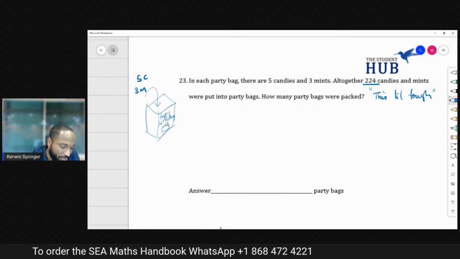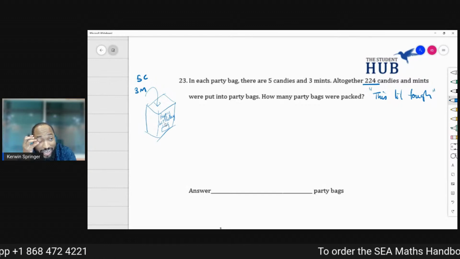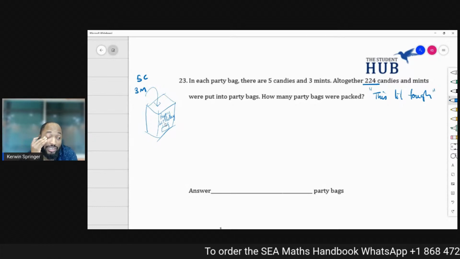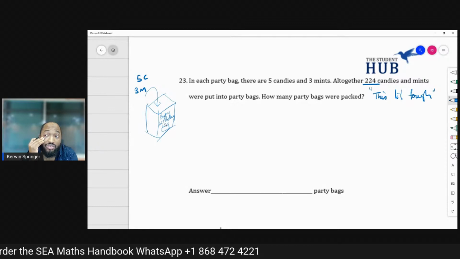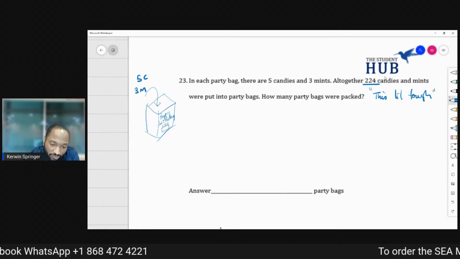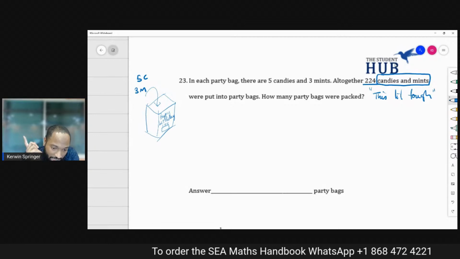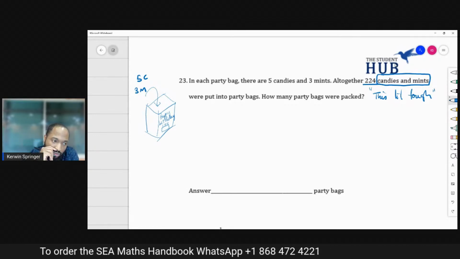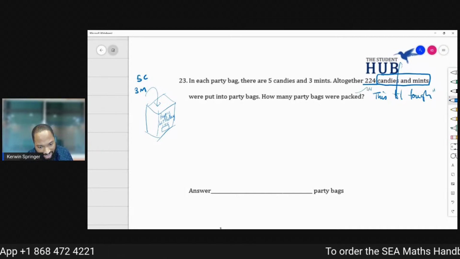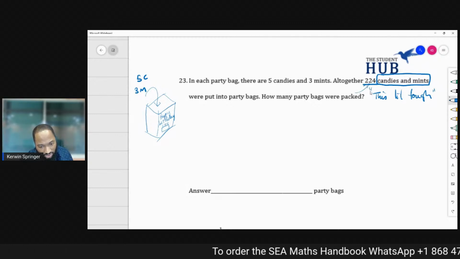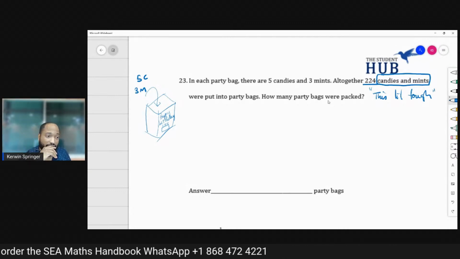So each party bag could only hold 5 candies. But you end up packing 224 candies. So how many bags are you using? If you pack 224, wait a minute. You pack 224 candies and mints. They're not catching me today. We're reading the whole question today. 224 candies and mints. Well, it's similar to the last question, we need to regroup it now. If it was only candies alone, it's not divisible by 5. That's what I was thinking. So you would get an odd number out, so you would have to account for that.